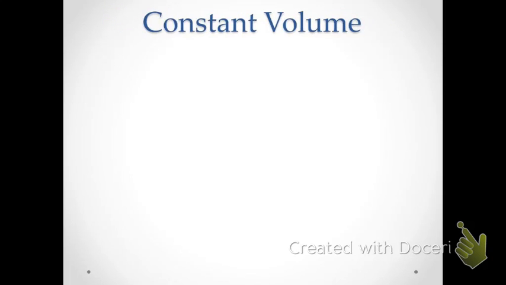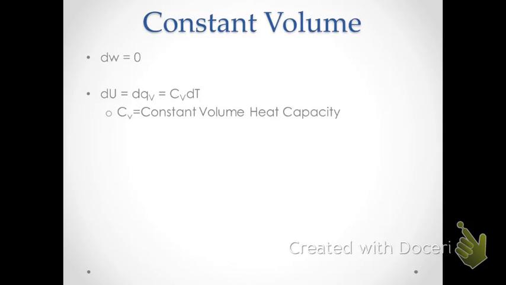Alright, now we'll look at a constant volume process and what dq would be equal to under those circumstances. First, we'll note, of course, as we said in the previous video, that when the volume is held constant, the work done is equal to 0, and that means that dU is equal to dq. We'll use a little subscript here of V to indicate that we're talking about a constant volume process.